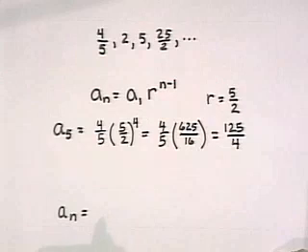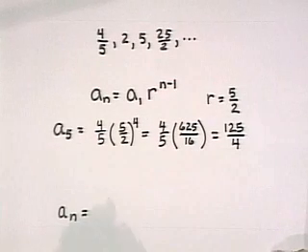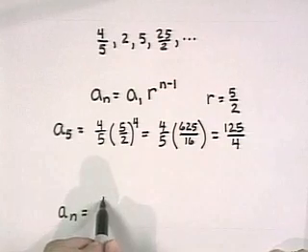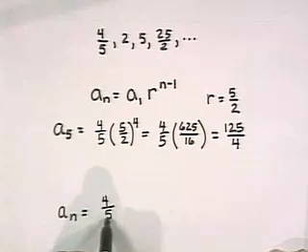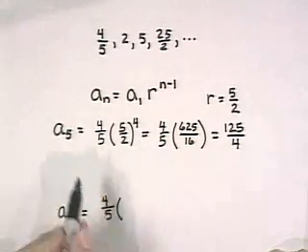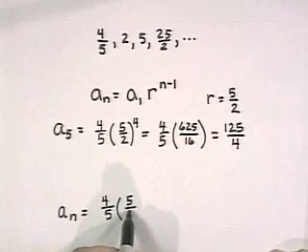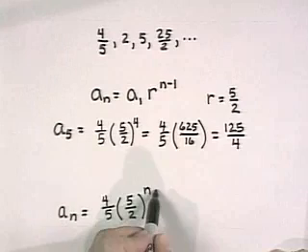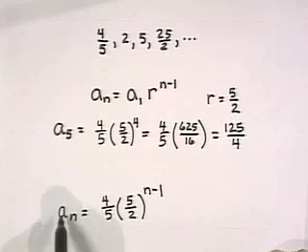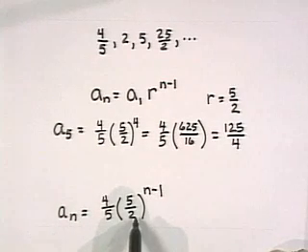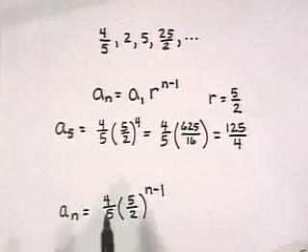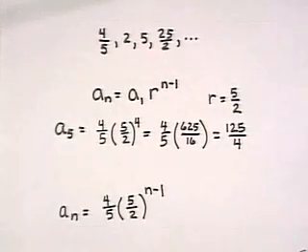fourths for a5. We were also asked to write the general term, which can be done by writing the first term and the r, which we know is 5 halves, and the n minus 1 power. We could now use this particular equation to find any other sequence entry.